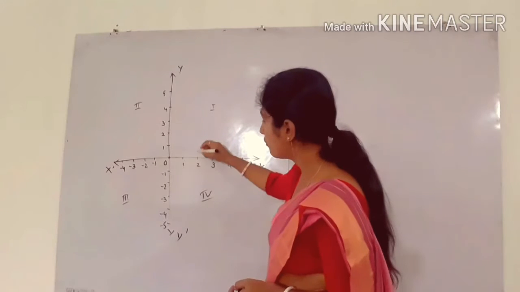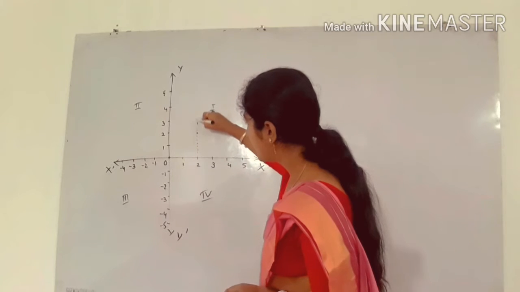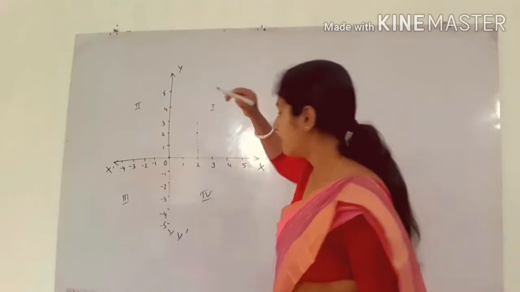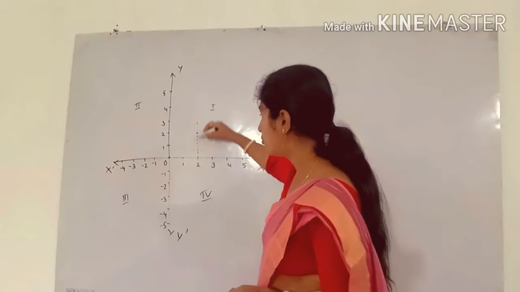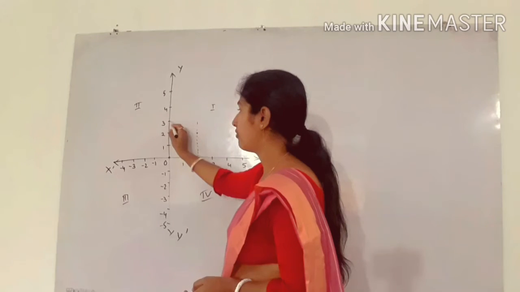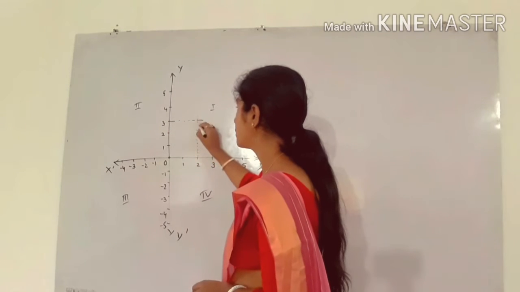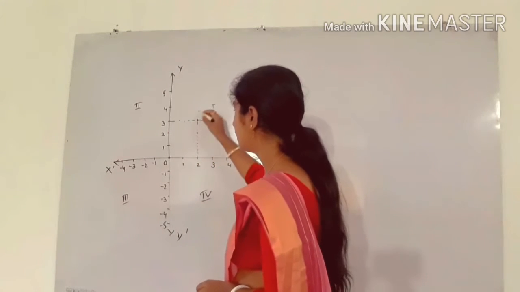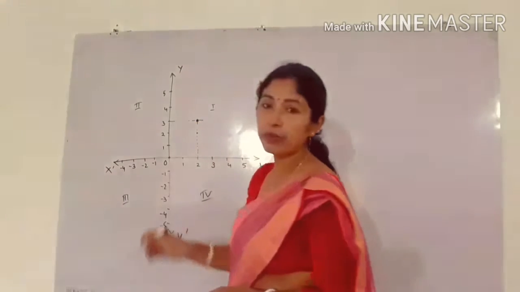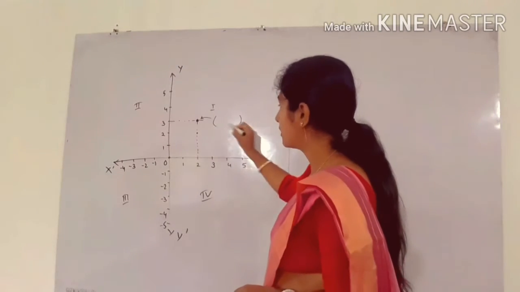So in the first quadrant, if I want to represent this point, I have to check the perpendicular distance. That means you have to draw a perpendicular line. For example, at 2 I have drawn a perpendicular line. Similarly, I draw a perpendicular line from 3 on the positive y-axis. At this point the two perpendicular lines are intersecting. This point can be represented as a coordinate.